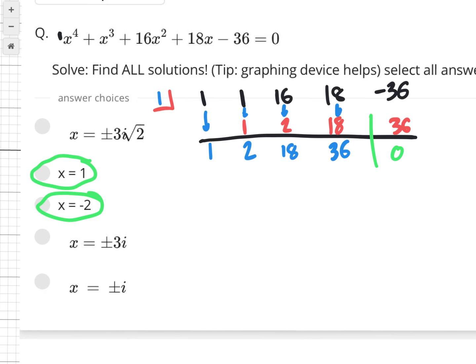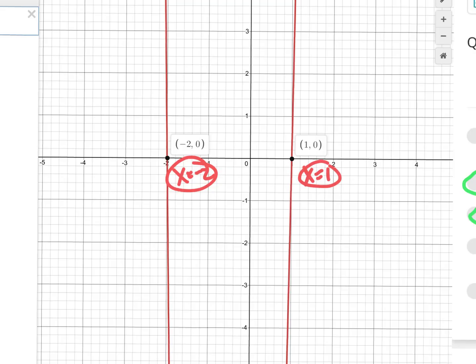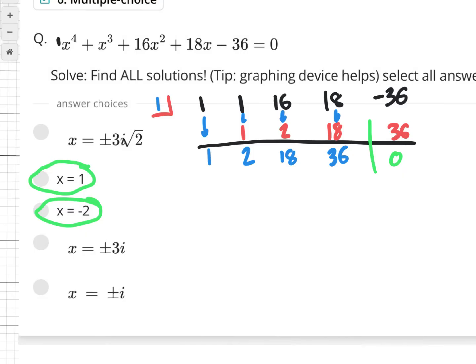Again, because this is an answer, that means my output has to be 0, my remainder has to be 0. You could even think of this in terms of coordinates. What is the coordinate of this solution here? The input is 1 and the output is 0. And that's exactly what these are in synthetic substitution. This is your input, this is your output. So this is the coordinate (1, 0). So this makes total sense.